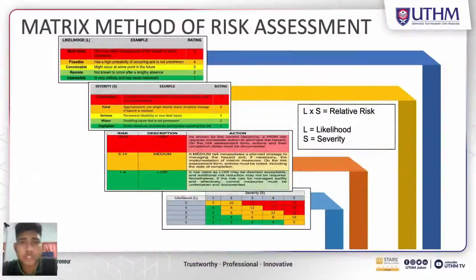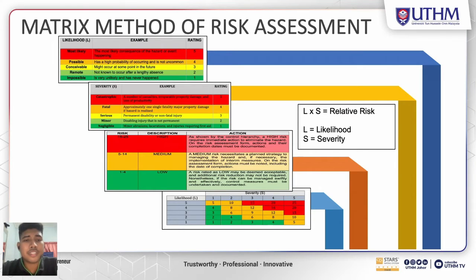The metric that we use to determine the relative risk is to multiply the rating value of likelihood and severity. The rating for likelihood and severity is from 1 to 5. For the likelihood, number 1 is impossible, where it is very unlikely and has never happened. Number 2 is remote, not known to occur after a long absence. Number 3 is conceivable, it might occur at some point in the future. Number 4 is possible, that has a high probability of occurring and is not uncommon. And number 5 is most likely, the most likely consequence of the hazard or event happening.